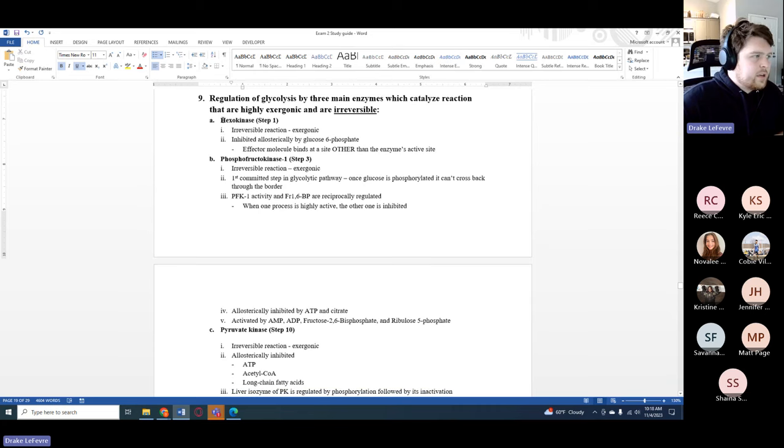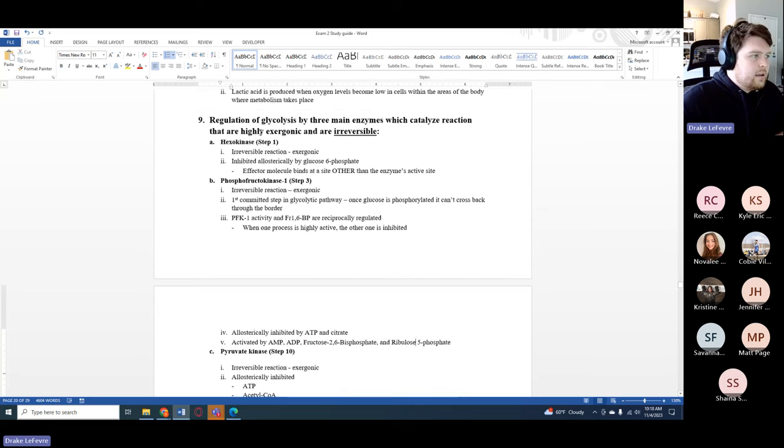These are those three steps that we talked about, the hexokinase, the phosphofructokinase, and the pyruvate kinase. These are our rate limiting steps and also are irreversible, highly exergonic. If you remember, exergonic is also known as exothermic, meaning that it releases a lot of heat. It's releasing a whole bunch of energy and thus making it irreversible, because you'd have to put a ton of energy into it in order to reverse it.